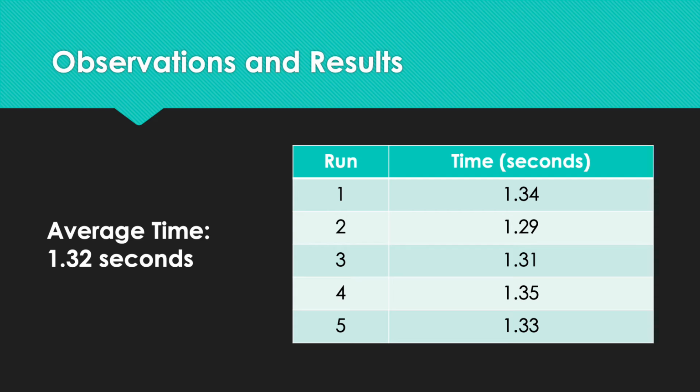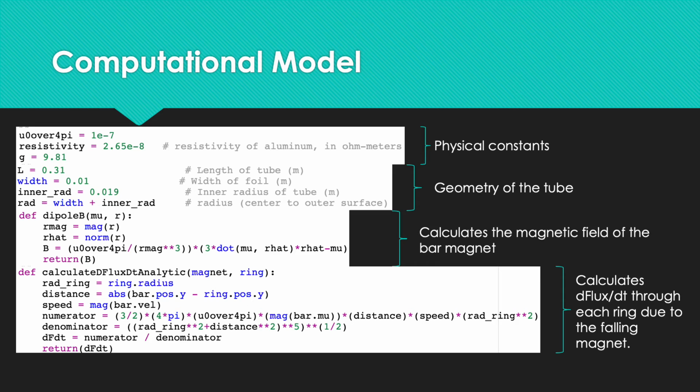I found that it took the magnet an average of 1.32 seconds to fall through the aluminum tube. While conducting the experiment, it became apparent that dropping the magnet through the aluminum foil tube caused it to fall more slowly than it would have in free space. Next, I created a computational model in GlowScript utilizing Python. The link to this code is available in the description of this video.